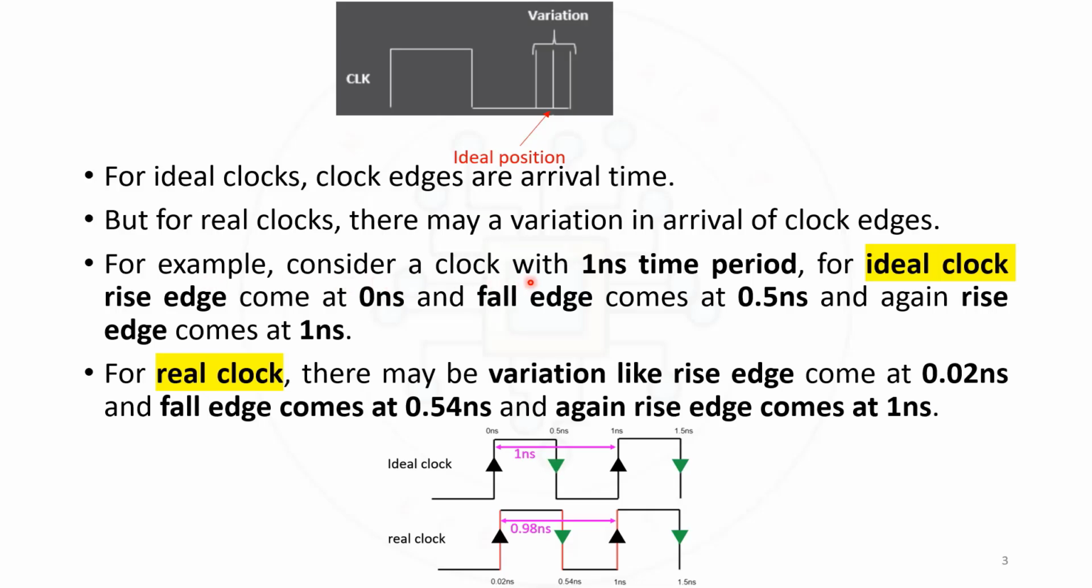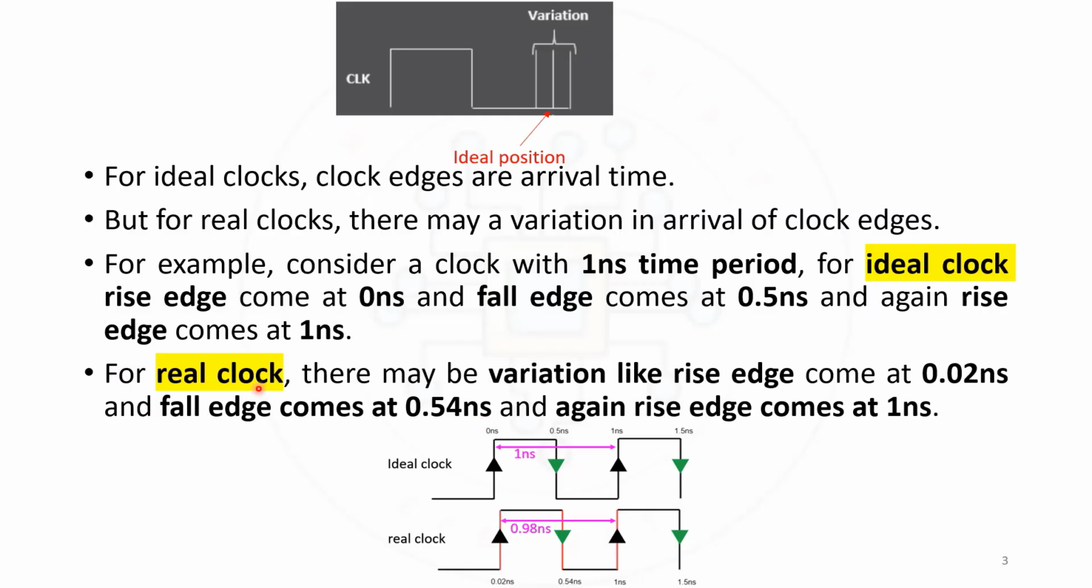For ideal clocks, the rise edge comes at 0 nanosecond, the falling edge comes at 0.5, and again the rising edge comes at 1 nanosecond.